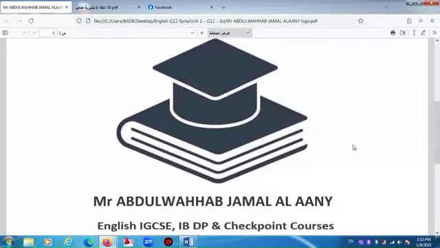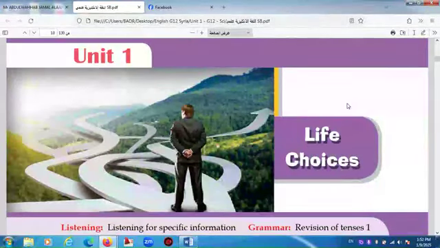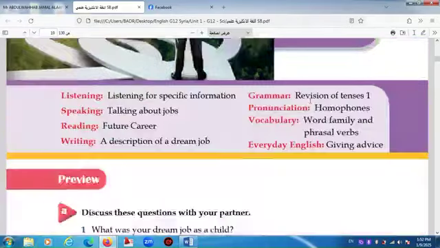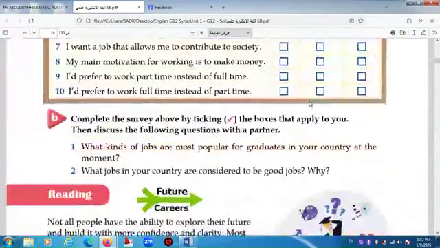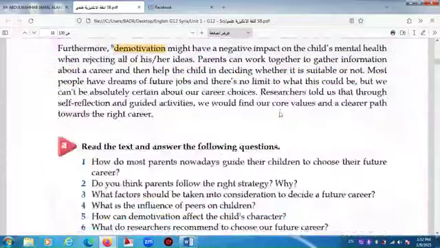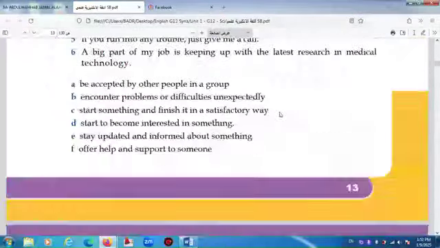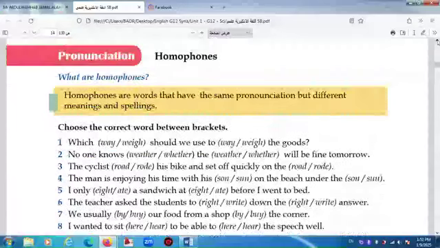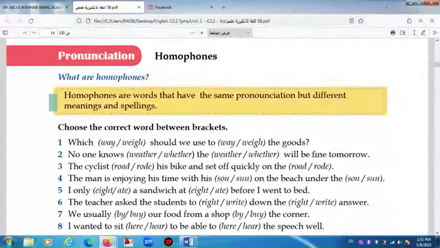Abdulwahab Jamal Al-Ani. Today we are going to deal with Unit 1, Life Choices, from the English Syrian curriculum, the national one, for grade 12 scientific and literature. Today's session will be about a worksheet on homophones, the pronunciation part. I prepared a worksheet related to this part. I extracted some questions, exercises, and practices in order to enhance students' skill in this area.